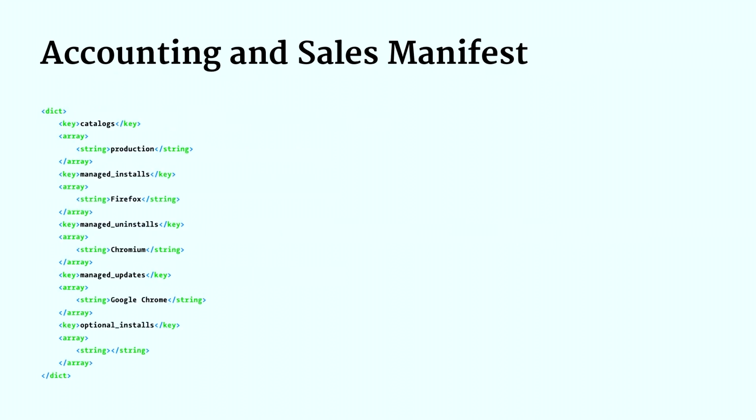Your manifests are going to look something like this. Again, this is, say, accounting and sales, who we want to have Firefox forced. We don't want them to have Chromium, and we want Chrome to get updated, but not force installed. So we're going to put the production catalog in there. We're going to say Firefox is a managed install, because that's going to force it. We're going to say Chromium is a managed uninstall, because we don't want that anywhere near their machines. And then we're going to do managed updates for Google Chrome.